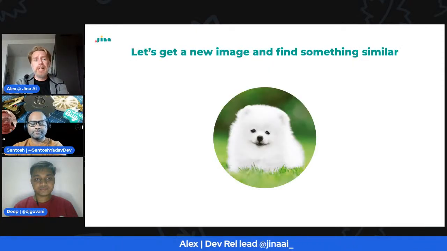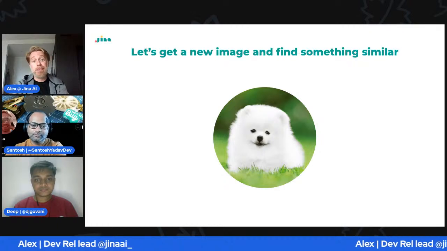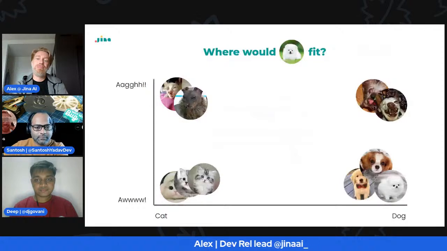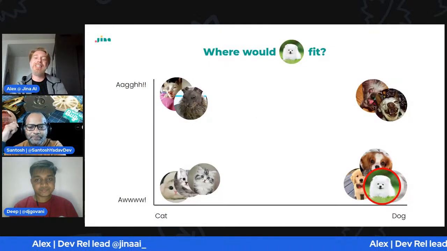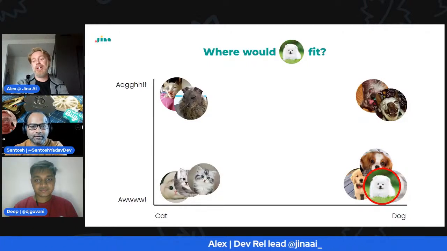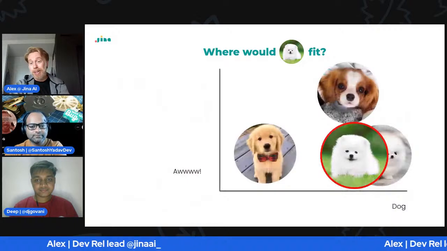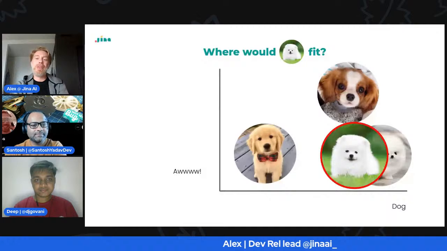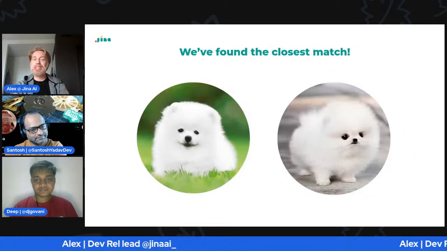Now, let's get a new image, and we'll try to find something similar in our index. Now, where would this new picture fit? We all know, right? Dog, yeah. It's small and it's a dog. And if we want to be more specific, we can see it's fluffy, it has white fur, two little eyes, a little black nose. So it fits closely with the other snowball dog. And yay, we found the closest match. We've done a similarity search.